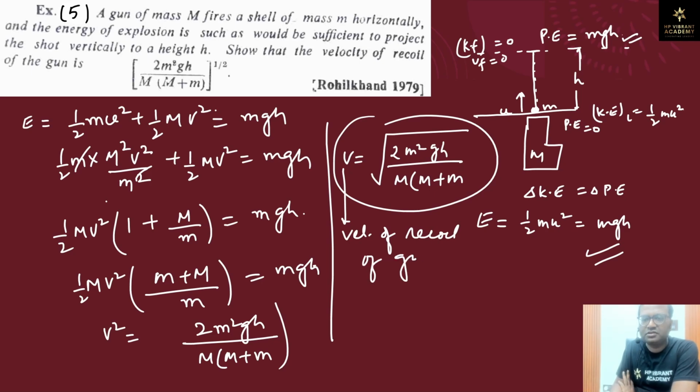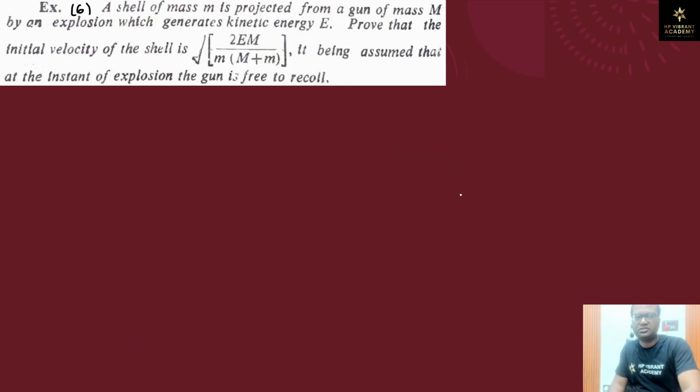of the gun. Okay, so let us discuss question number 6 and how we can solve this. A shell of mass small m is projected from a gun of mass capital M with an explosion which generates the kinetic energy E. Prove that the initial velocity of the shell is root of 2EM upon m into m plus capital M. It is assumed that at the instant of explosion the gun is free to recoil.